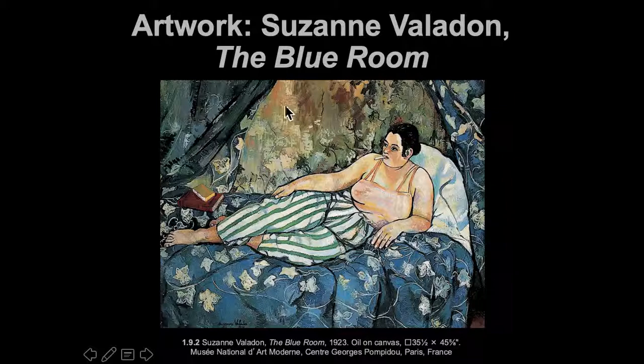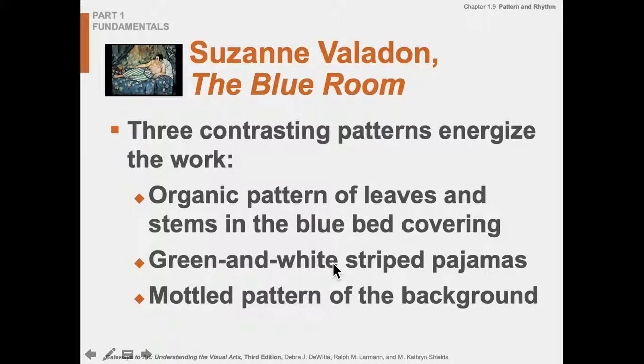Then we have another pattern going on behind her, but we have a lot of this blue pattern creating unity here. There's also a really good contrast that brings our attention to her clothing and her body. So there's an organic leaf pattern, a green and white striped geometric pattern, and then a mottled pattern in the background. So it energizes the work, if that makes sense.